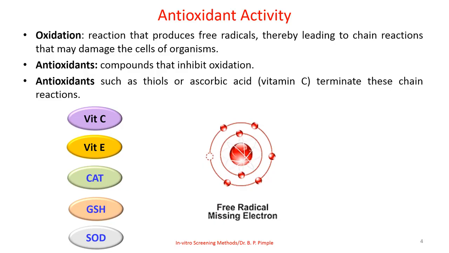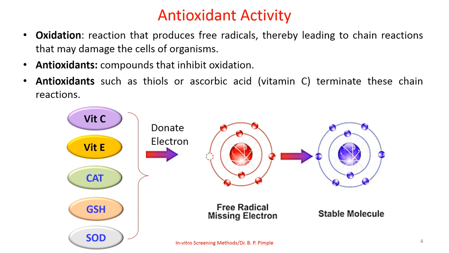Now, how do these act? They donate an electron to the free radical. This electron now stabilizes the free radical. This is the overall mechanism of how free radicals can be converted into a stable molecule and later be kicked out of the body. Sweeping these free radicals is called scavenging. Scavenging means cleaning. Cleaning of the free radicals from the body is called scavenging. Now, these antioxidants have free radical scavenging activity.